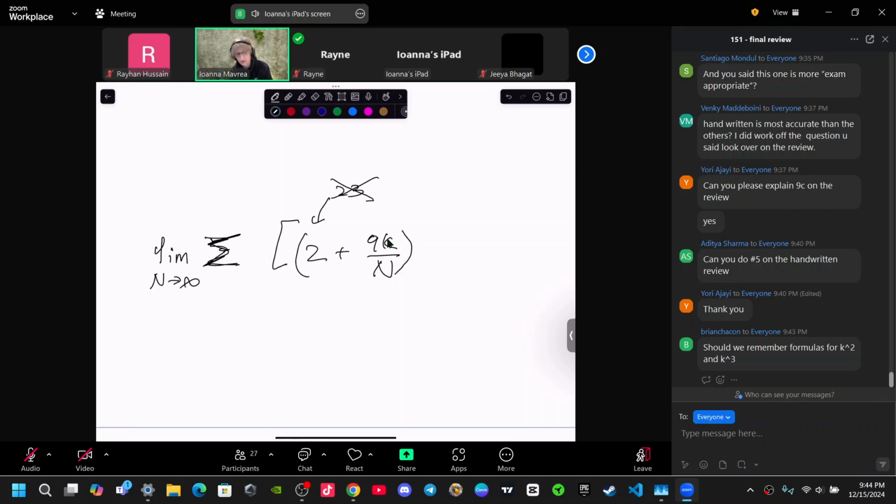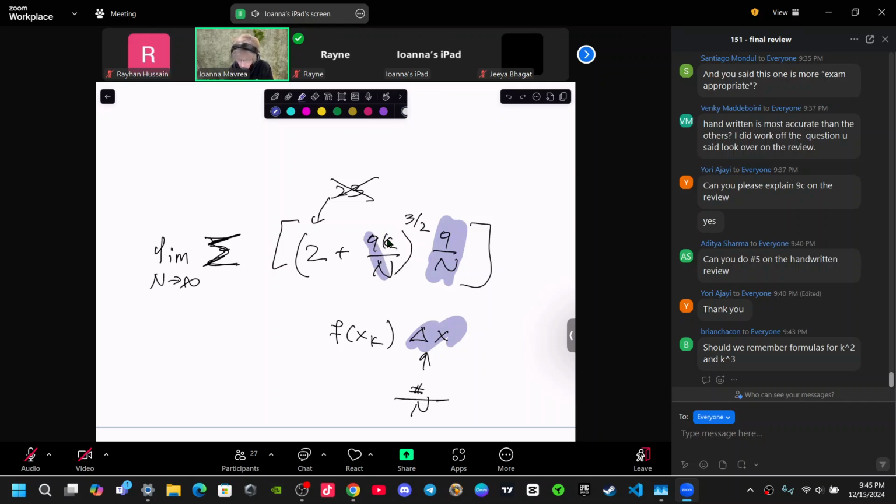So you have this thing to whatever power times 9 over n. This will have the form f of xk. You'll see some k's inside it, times delta x. Delta x is going to be some number over n. Here it is. That's your delta x. And whatever you see it again, here it is.